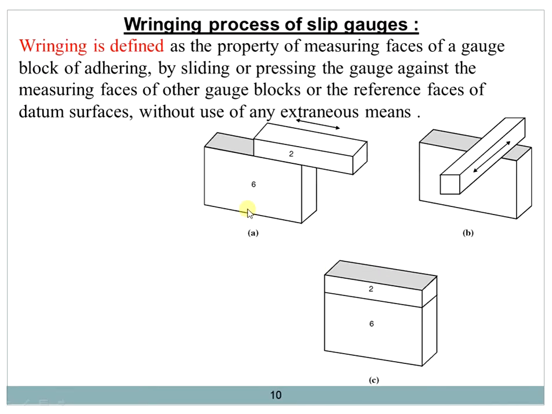Important here is to understand the ringing process. Ringing is nothing but the combination of two sizes. Say finally we want 8 mm, so we take a 6 mm block and a 2 mm block, but the 2 mm block is not directly placed on the 6 mm block; for that you have to follow a process, which is ringing. It is the property of the measuring faces of gauge blocks to adhere together with the help of some force. For that we slide first, then twist it, and then position it. So ringing is nothing but adhering of two slip gauges.